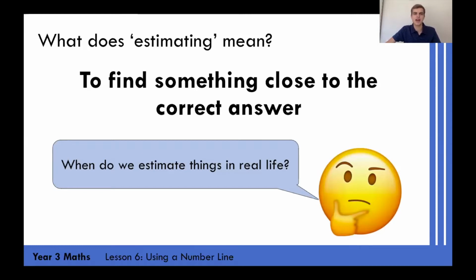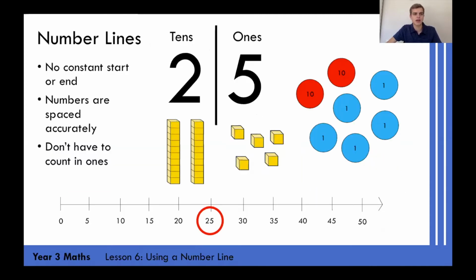I've got an example. You might estimate how far something is away. If it was quite a long way away, you wouldn't measure exactly how far it was, but you might make a guess. You might estimate how far it is. You might also estimate if you're baking, for example, and you might estimate how much of each ingredient you need if you haven't got some scales to be able to weigh it out. I wonder if you can think of any other times where you might estimate things in real life. Have a think.